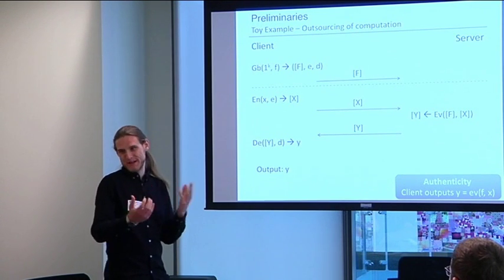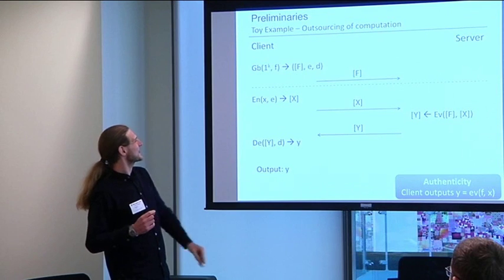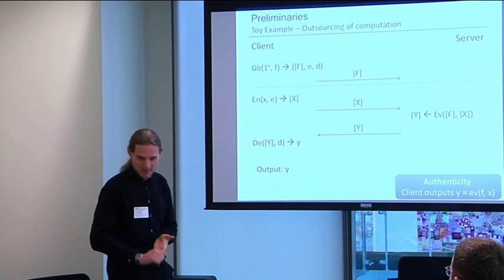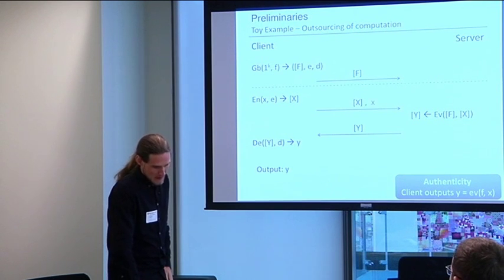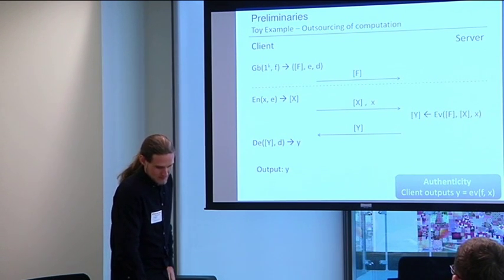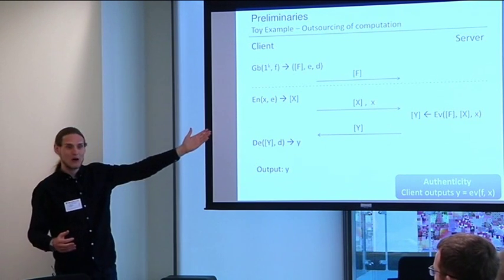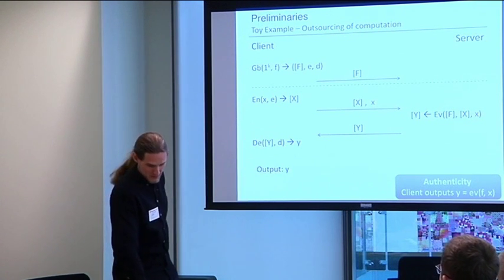This is just the smallest example we can come up with where it makes sense to not have secrecy of a garbled circuit. So this basically means that in this setting, the server is actually aware of what the plain input x is during the evaluation.